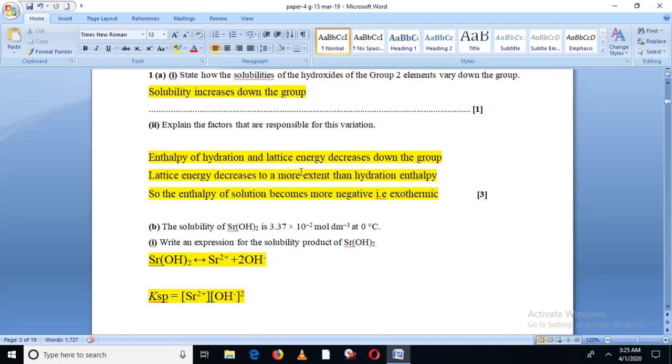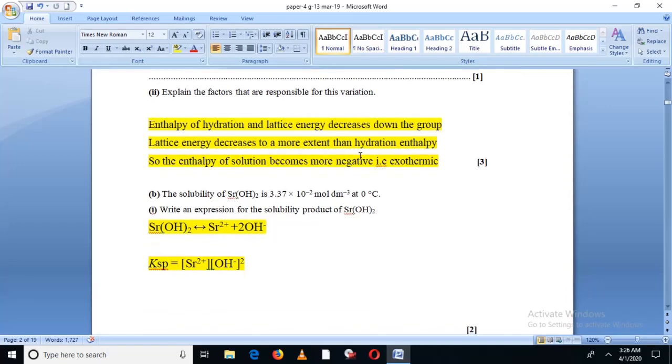Why is this so? Because you would be able to see in your notes the relation of enthalpy of hydration and lattice energy with the radius of the cations of group 2. So, as the hydration enthalpy and lattice energy are inversely proportional to the radiuses of the cations, so both the hydration and lattice energy would be decreasing down the group. So, what is the difference? The difference is that the lattice energy decreases to a more extent than hydration energy or hydration enthalpy.